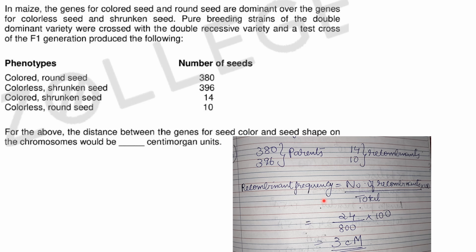So recombinant frequency is equal to number of recombinants by total into 100. So 14 plus 10 will be number of recombinants, that is 24. Total will be total progeny, that is 380 plus 396 plus 14 plus 10 will give you 800, into 100 will give you 3 centimorgan.